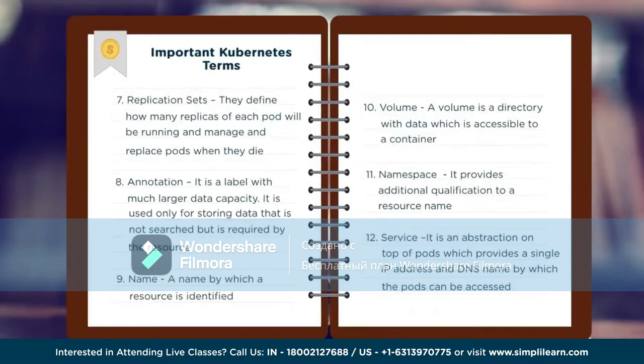Replication sets define how many replicas of each pod will be running and managed, for example when you want to replace a pod when it dies. Annotation is a label with much larger data capacity. A name is how a resource is identified. Volume is the directory in which data is accessible to a container. Namespaces provide additional qualification to a resource's name. And then finally, a service is an abstraction of a top tier of pods which provides a single IP address and DNS name by which the pods can be accessed.